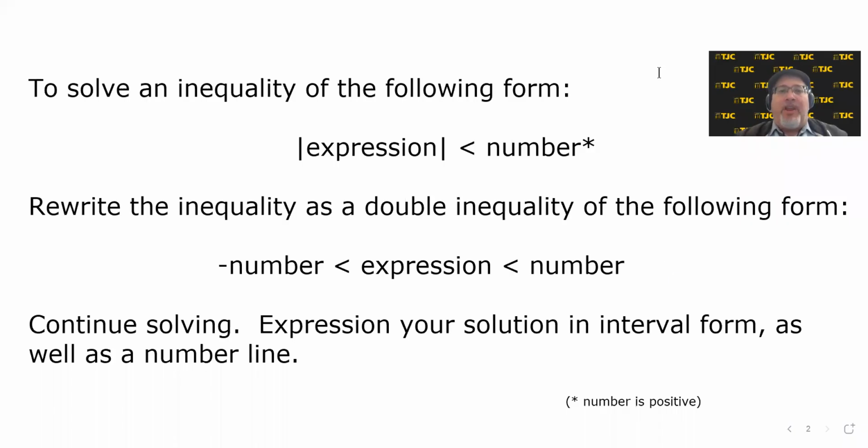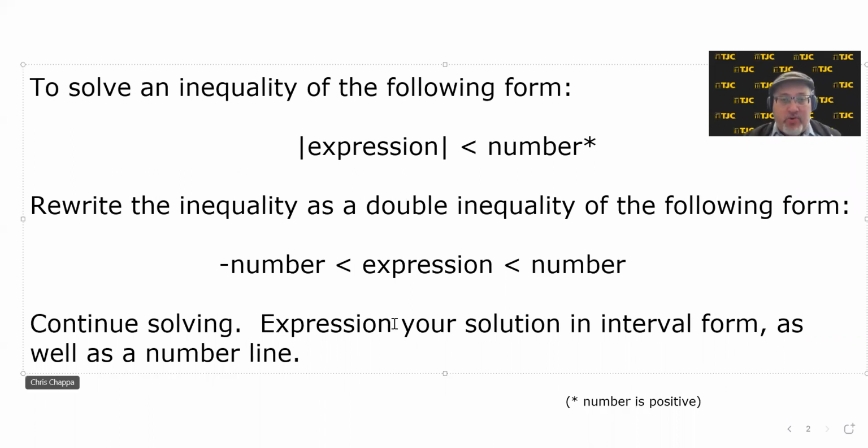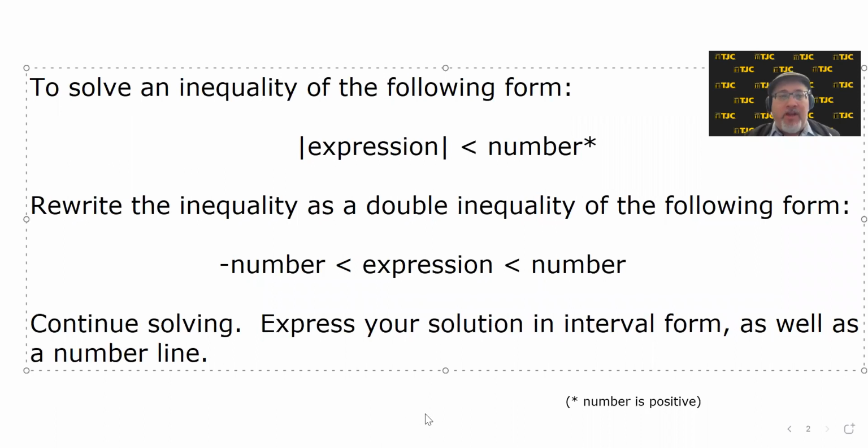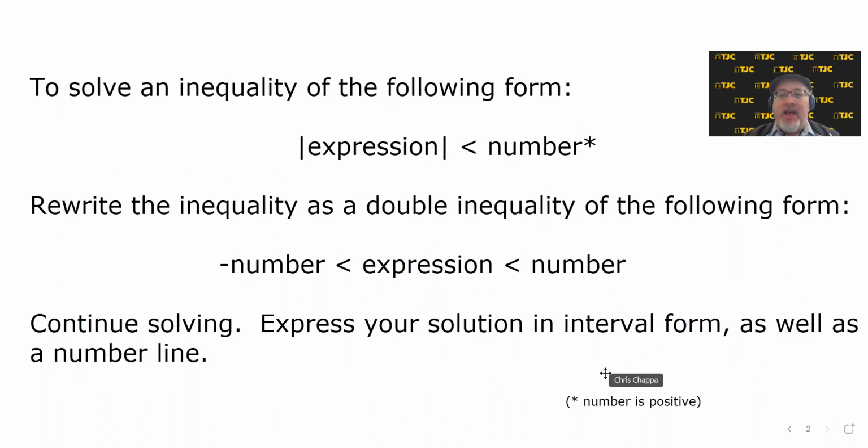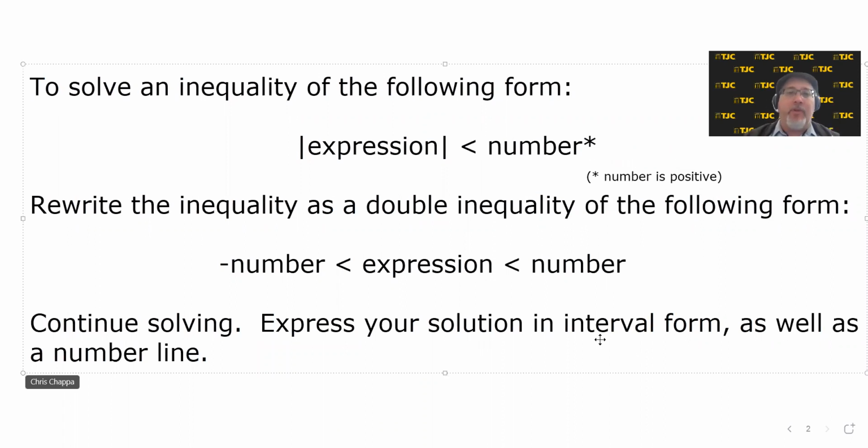To solve an inequality of the form, absolute value of an expression is less than a number, rewrite the inequality as a double inequality of the following form: negative number is less than expression is less than number. Continue solving. Express your solution in interval form as well as a number line. And just a reminder that the number is positive.